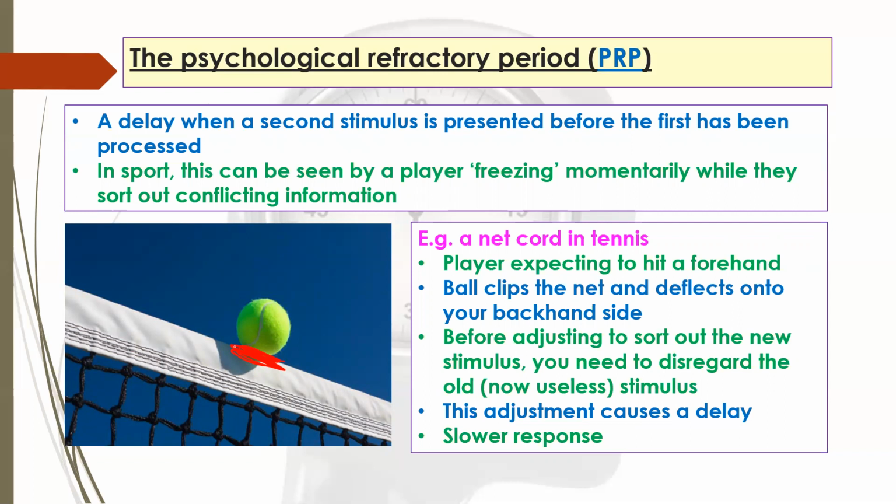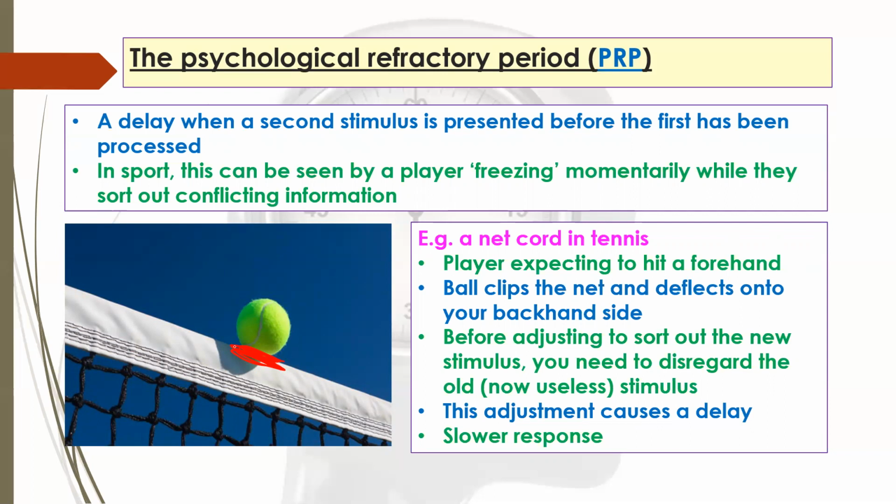So in that case, it might be that hitting the net cord actually makes the ball deviate from its original path. So maybe initially it was going off to the right, to a right-hander's forehand, but the ball clips the net on the way over and it ends up changing its line a little bit and coming towards the backhand side, so towards a right-hander's left-hand side. So instead of going to their forehand, the ball goes over to their backhand.